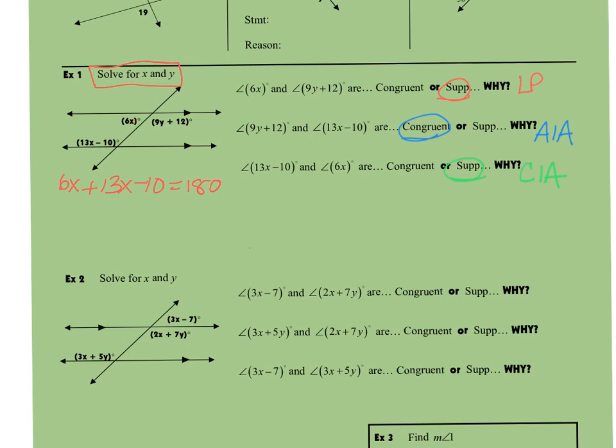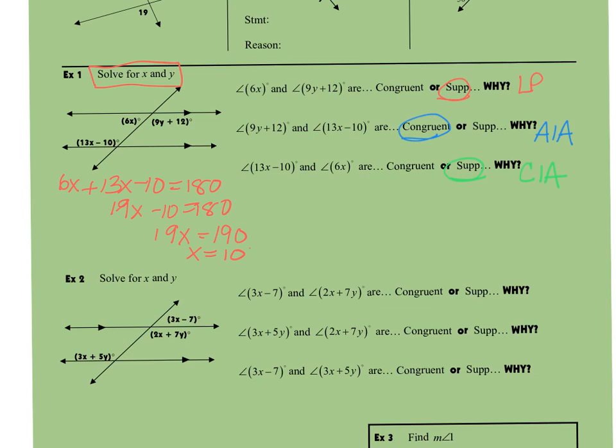And so if we go ahead then and take a few seconds to solve that equation, just isolate the variable on one side, move everything else to the other side, we're going to find out that x is equal to 10. So we have the x, we now need to find the y.